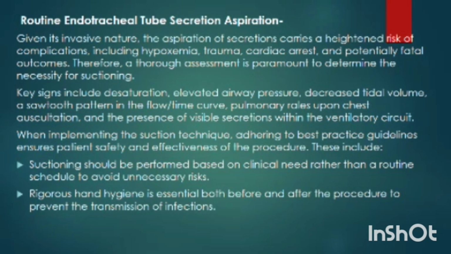First mistake, routine endotracheal tube secretion aspiration. That is, when we do suctioning, it's an invasive procedure. It might cause trauma to the patients, it might cause hypoxia, it might even cause cardiac arrest. So you have to be very careful when we do suctioning to the patients. You do it only when it is required. That is, when we can see there are a lot of secretions in the tube, or there are crepitations in the chest, or on the ventilator you can see the airway pressure is high. In those conditions you do suctioning.